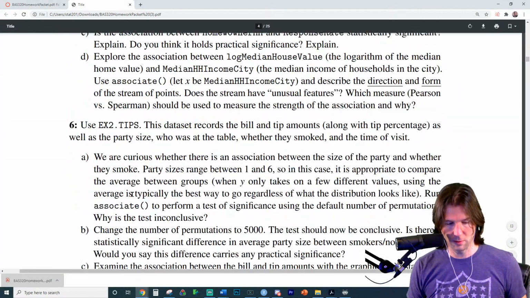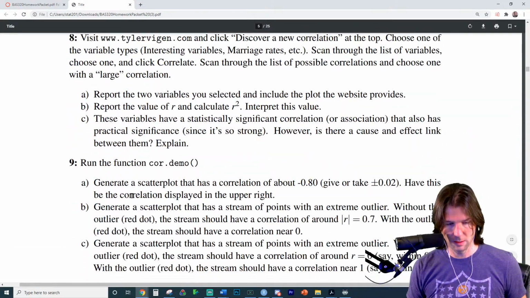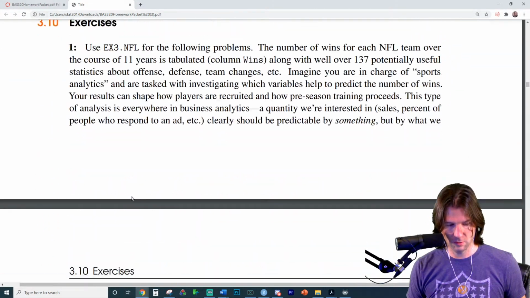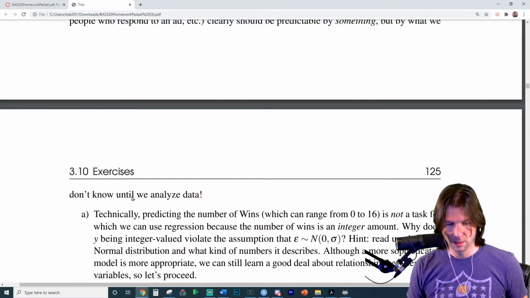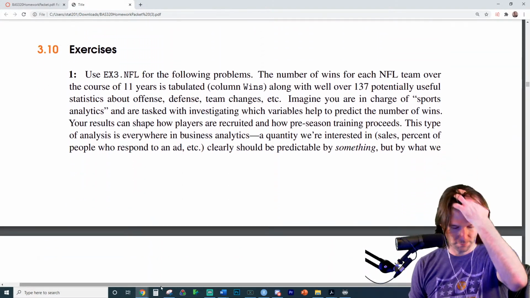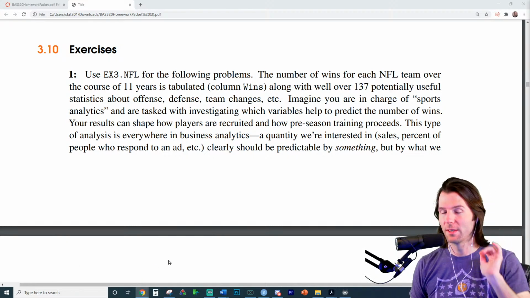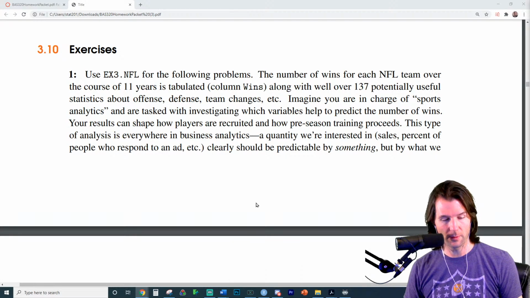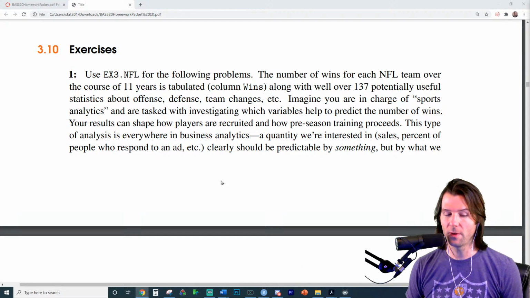Okay, so the question we are doing is the EXNFL one. We're almost to it. Checking assumptions and models. Here we are. So let's take a look at this problem. Let's take a look at the chat too. Okay, so we're working on this problem here from the homework. There we go. Use EX3 NFL for the following problems.